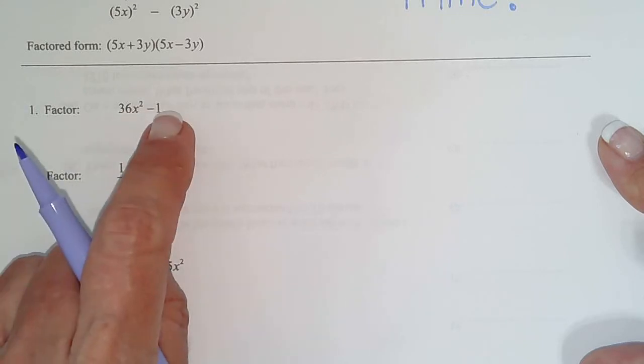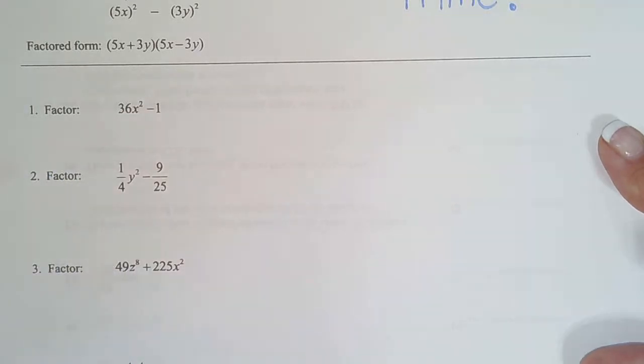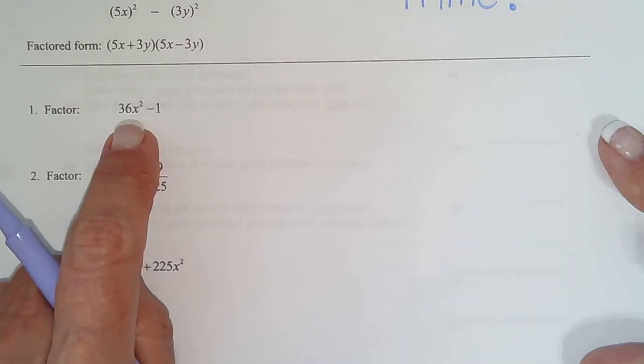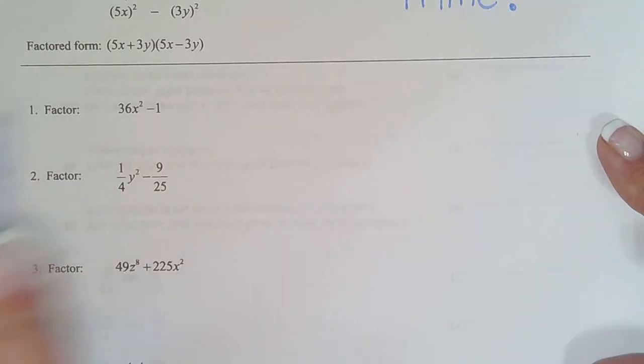6x times 6x, 1 times 1. Yes, it is. Did you guys know 1 is a square, a cube, a fourth power, a fifth power? Because 1 times 1 is 1. 1 times 1 times 1 is 1. 1 times 1 times 1 times 1 is 1. So 1 is everything. And we know that 36x squared is 6x times 6x.